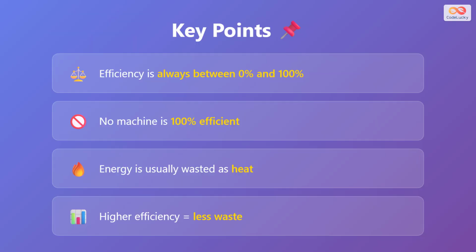Let's review some key points about efficiency. First, efficiency is always between 0% and 100%. You can never have more than 100% efficiency. Second, no machine is 100% efficient. There's always some energy wasted. Third, energy is usually wasted as heat. Friction and resistance convert useful energy into thermal energy. Fourth, higher efficiency means less waste. The more efficient a machine, the less energy it wastes, which saves money and resources.